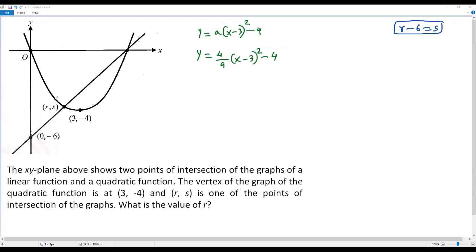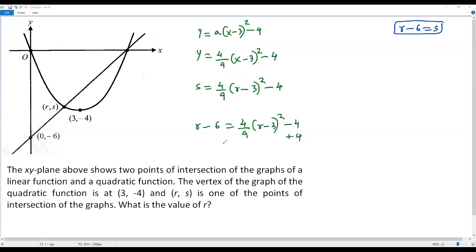Now let me plug in this point (r, s) into the equation of the parabola. For y we put s, then we have 4 over 9 times, and for x we plug in r, that is (r minus 3) whole squared minus 4. Now our aim is to find the value of r, but in this equation there are two unknowns, s and r. But we already got the result for s, that is r minus 6. So we can plug in r minus 6 for s here. Then I'm getting r minus 6 equals 4 over 9 times (r minus 3) whole squared minus 4.